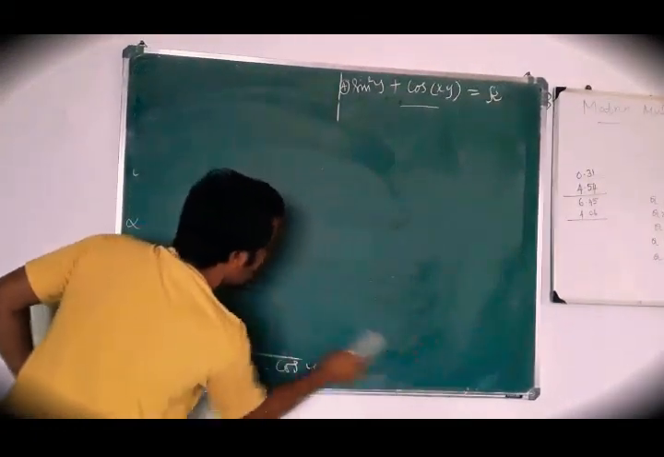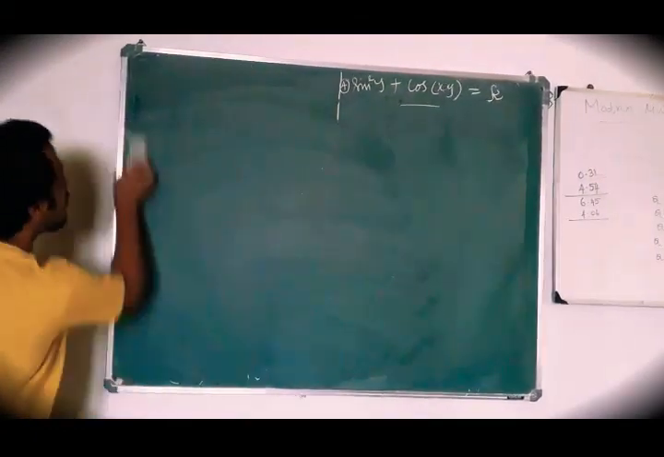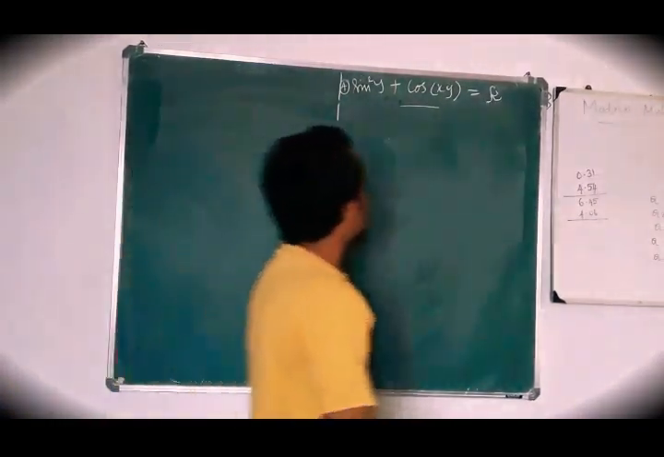Sin square y plus cos of xy is equal to k, some constant k.